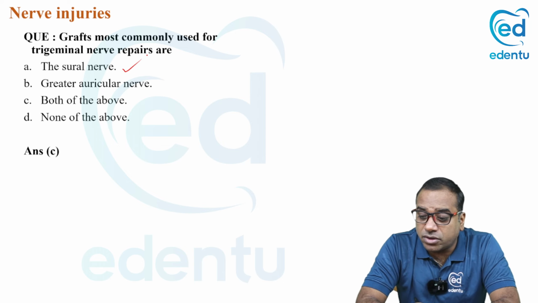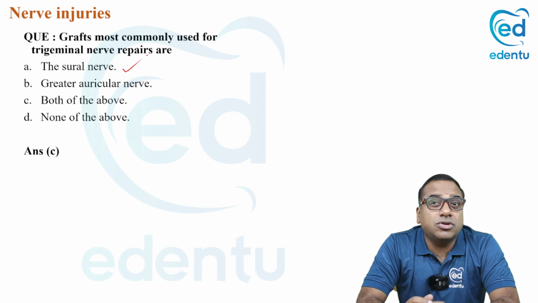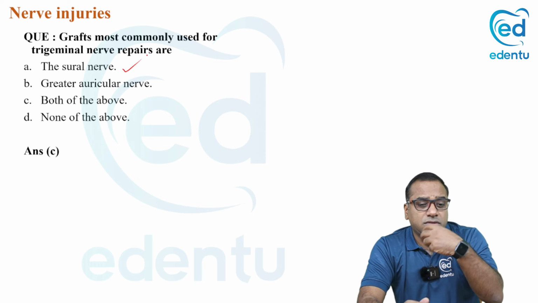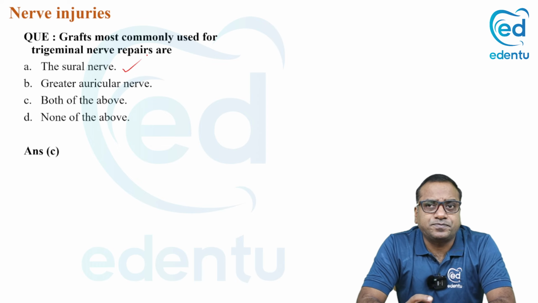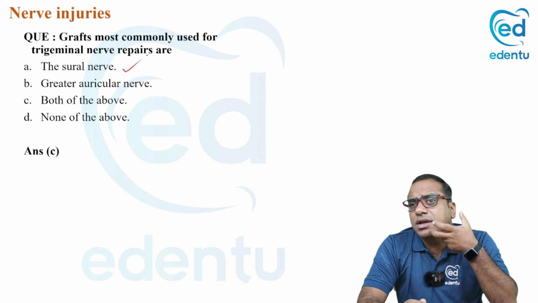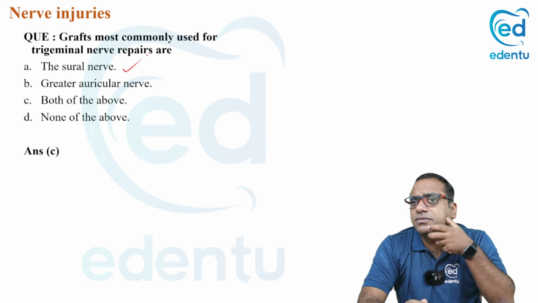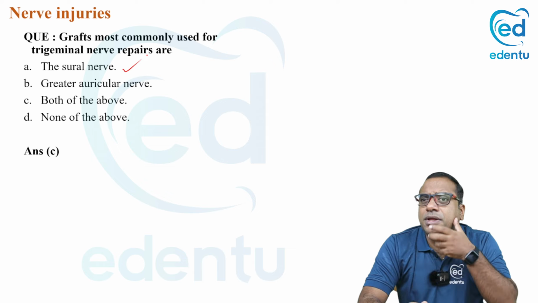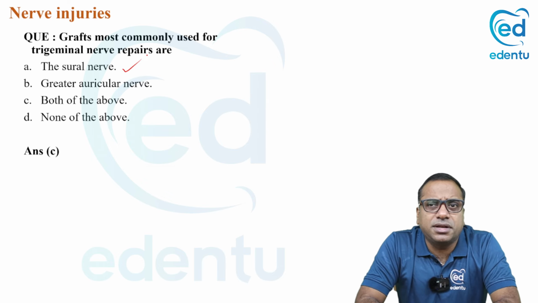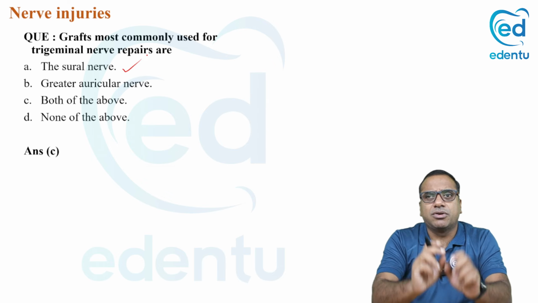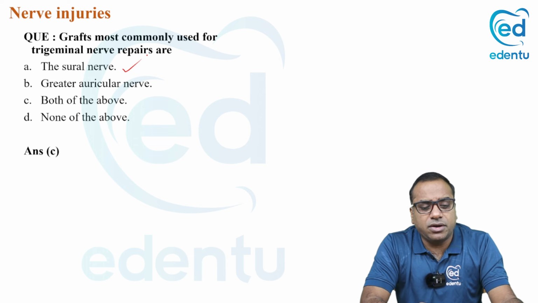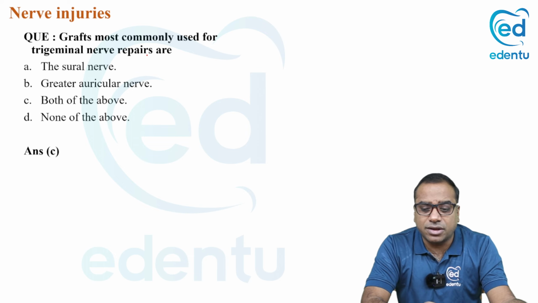Sural nerve and great auricular nerve meet most of the requirements for a transplant, when you want to do a graft. You will fuse this nerve with the mandibular nerve or maxillary nerve, whichever trigeminal nerve. It's just like a patchwork you are doing. So you have sural and great auricular nerve. Both of them meet the requirement.